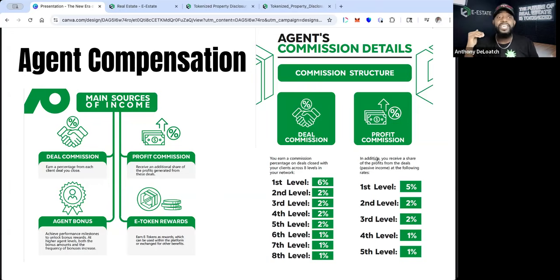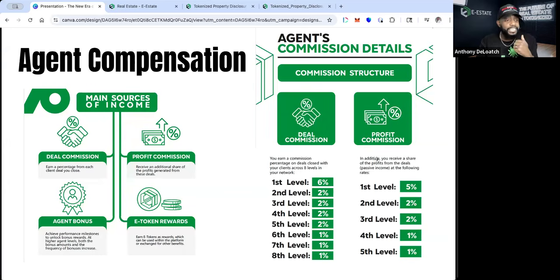Now, this is much higher than the standard deal commission that traditional real estate agents get, which is 3 to 5%. But also, I want you guys to understand that traditional real estate agents typically share their profits with their broker. There is a profit split of typically 70-30 with their broker. But I'm going to tell you over here, you don't have to worry about that. You get to keep 100% of your commission, your 6% that's being paid out from the property.